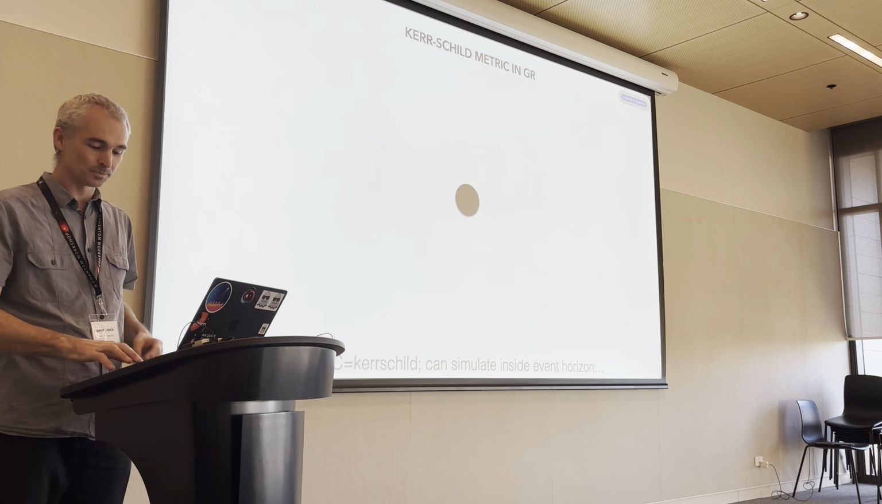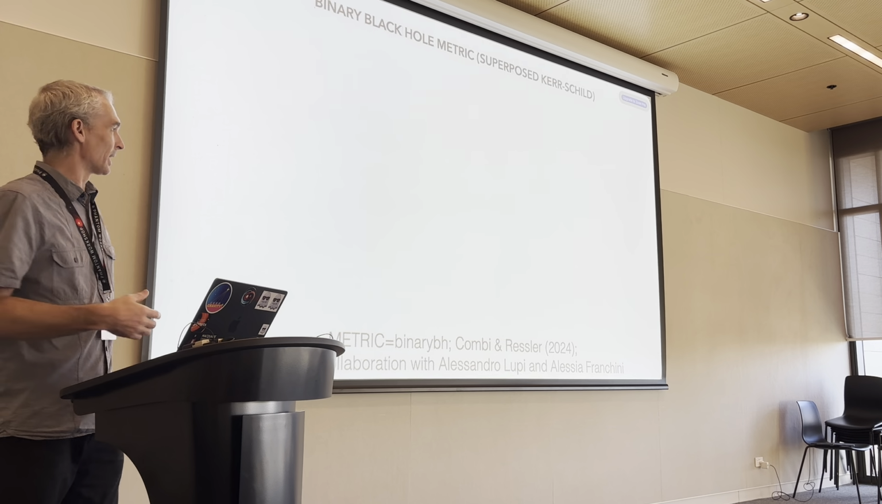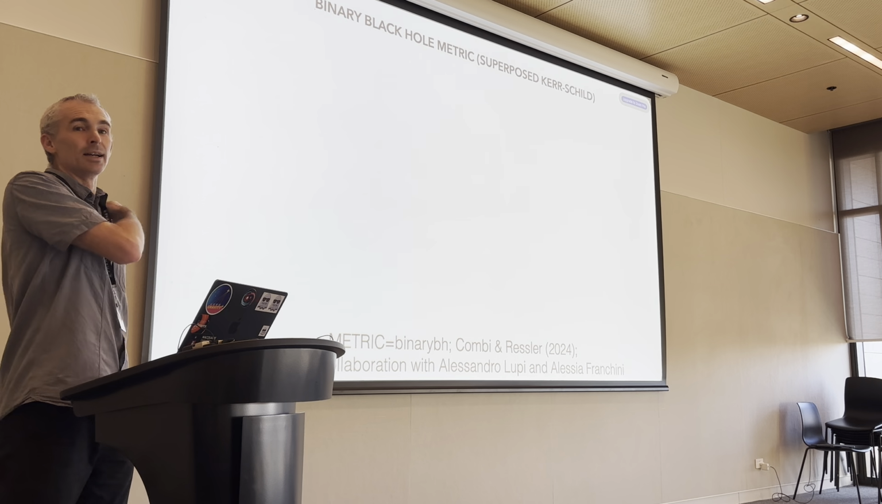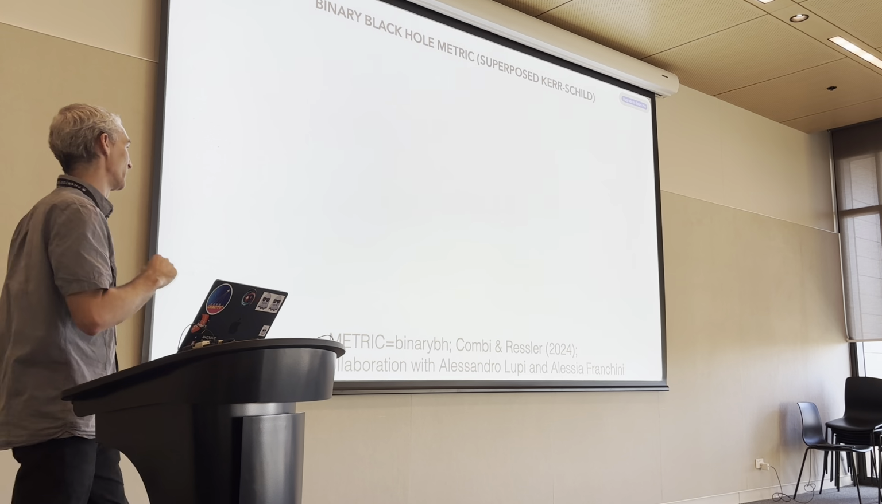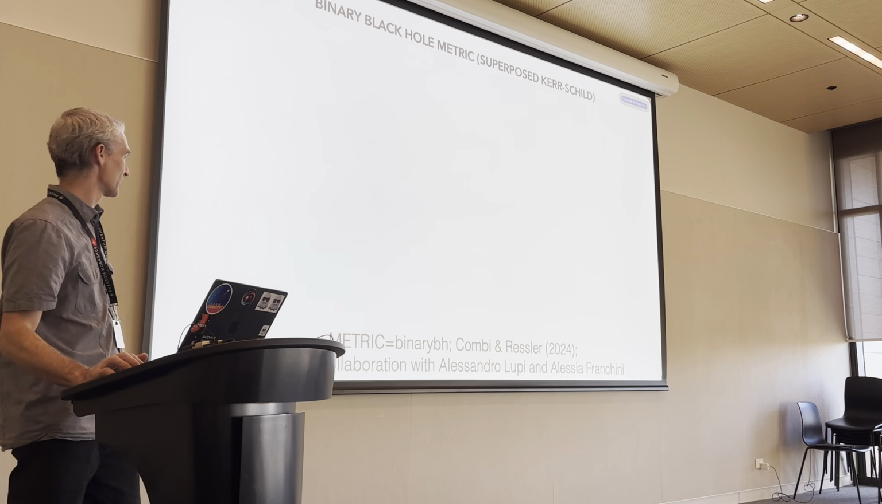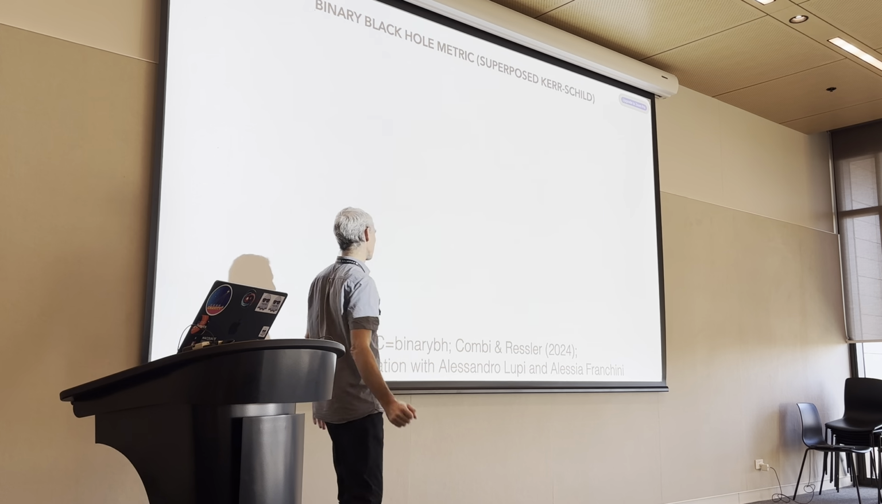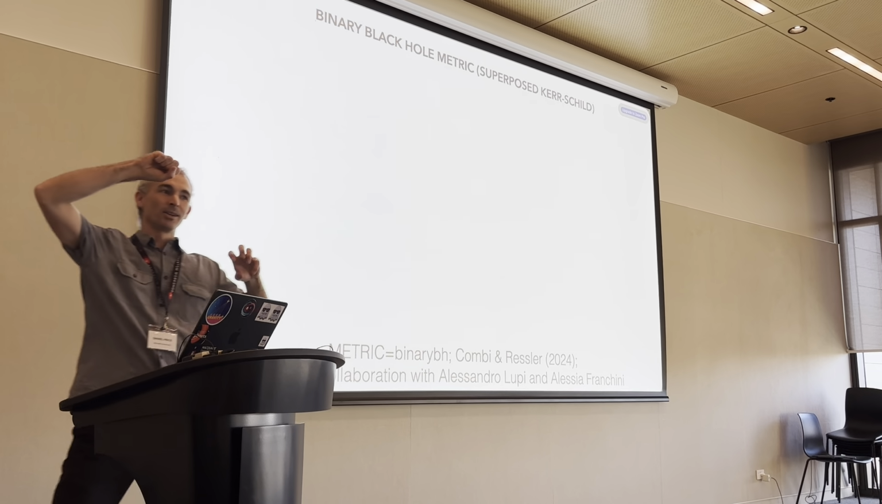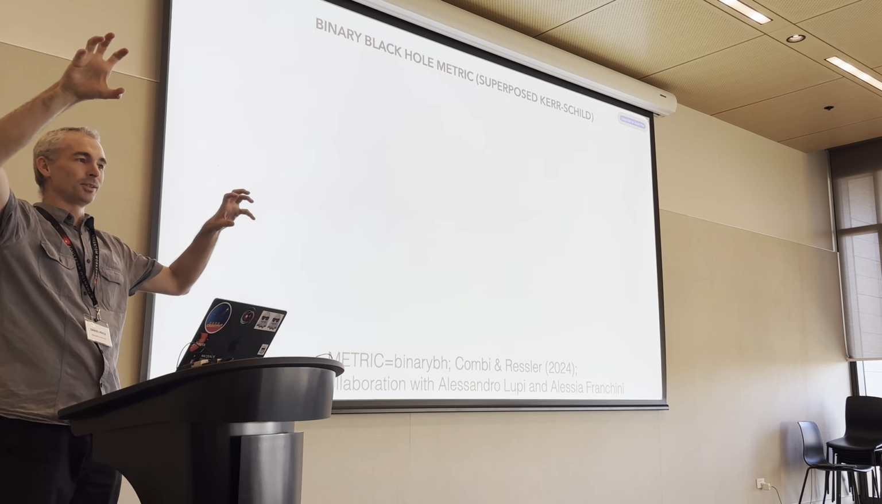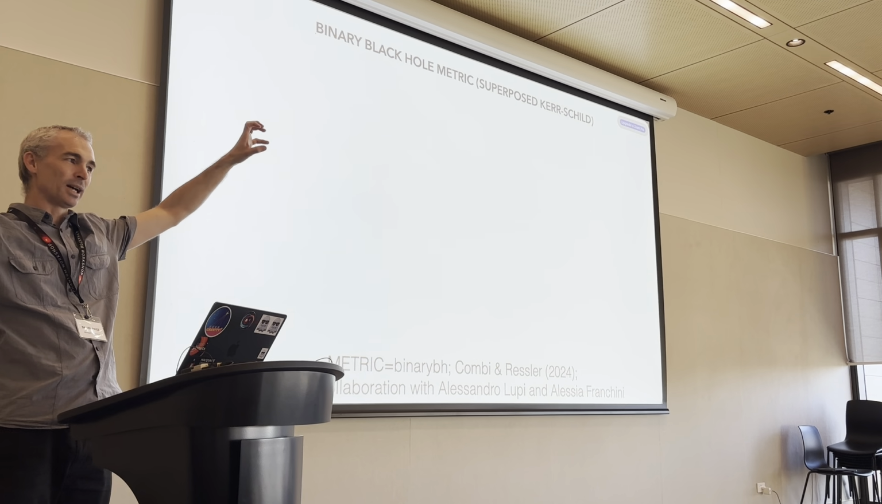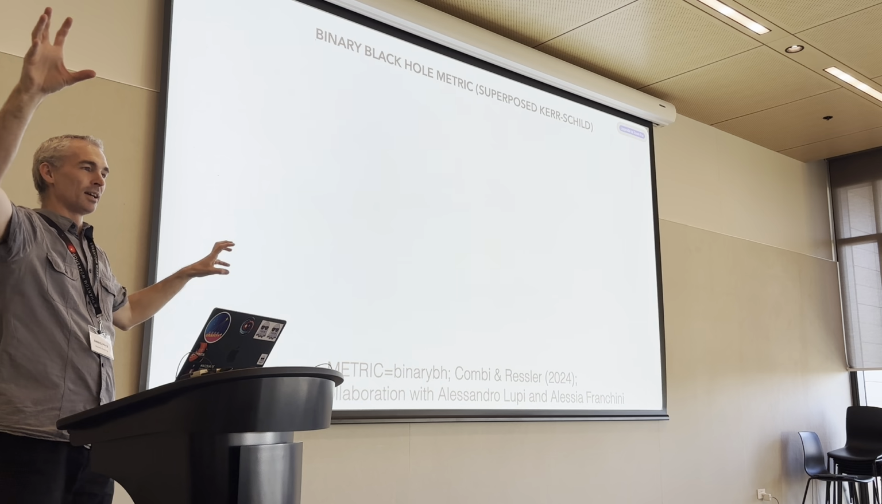Now it's an option. And related to that, and actually the reason why that was put in, is because there's now also the possibility to do two black holes. There's this really nice thing from these two people, Combi and Ressler, where you can add two black holes and they kind of patch two Kerr metrics together in a way that is an approximation, but it's not bad.